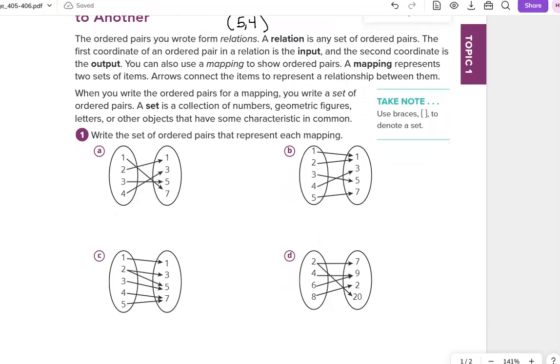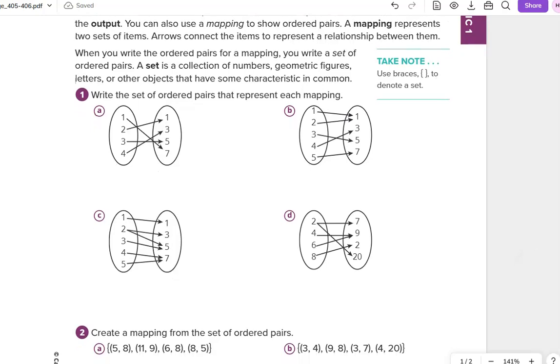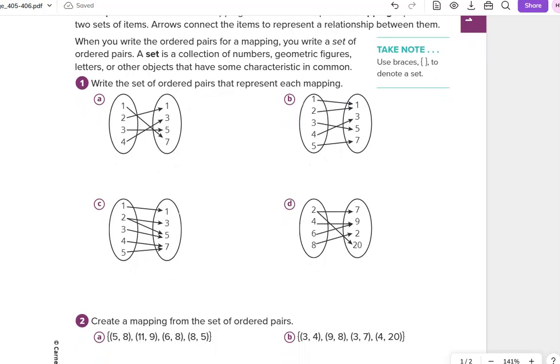Write the set of ordered pairs that represent each mapping. Okay, so I'm going to show you A, and you're going to go, oh my gosh, this is so easy. I'm going to do the ordered pairs over here on the side. So remember, an ordered pair has two numbers.